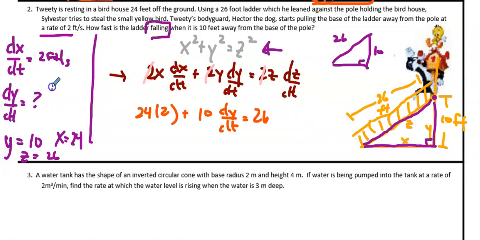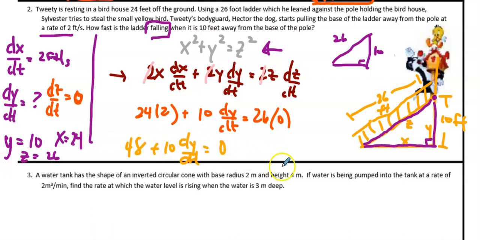So dz dt is just going to be equal to 0. This is a constant, right? The ladder is just going to come down. It's not retractable. We're assuming that. So it's going to be 0. So then what we have left in this final part of the problem is we say, okay, well, this is 48 plus 10 dy dt is equal to 0. And again, ladies and gentlemen, dy dt is going to be equal to negative 48 over 10. And that is just negative 4.8.